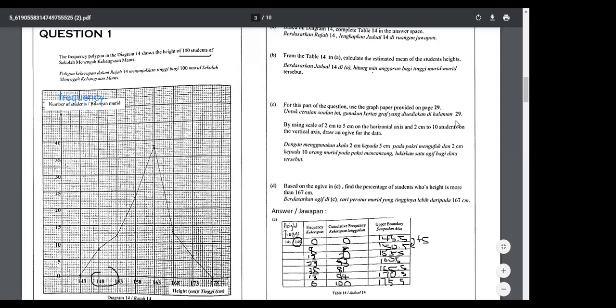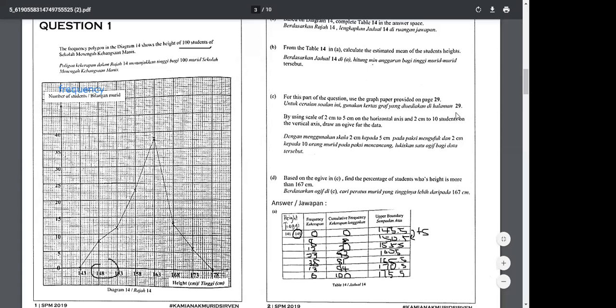So we now look at the graph paper that is provided. On the graph paper, we can draw the horizontal axis and the vertical axis first.